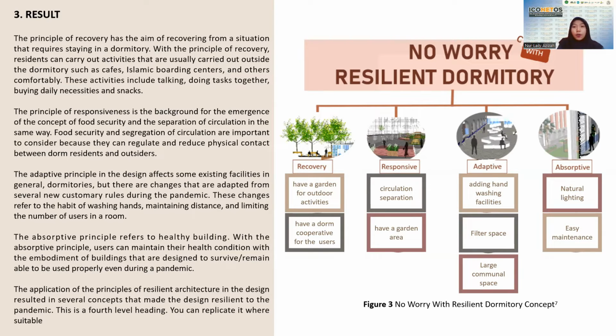The application of the 4 principles: in the recovery principle, the applications are having a garden for outdoor activities and a dorm cooperative for the users. In the responsive principle, the applications are circulation separation and having a garden area. In the adaptive principle, the applications are adding handwashing facilities, filter space, and having a large communal space. And the last principle is absorptive, which is applied by natural lighting.